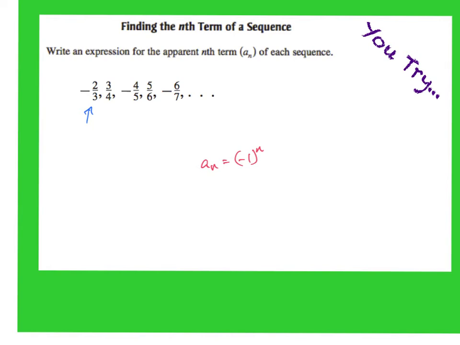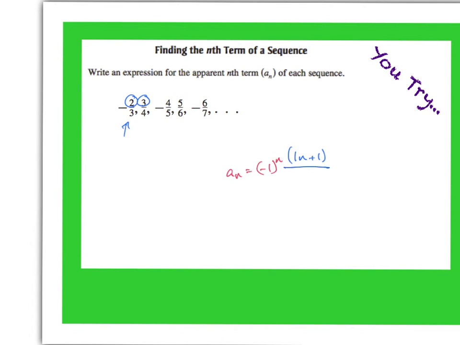Okay, that's the alternating part. We took care of it. All right, it's adding what? It's adding 1. So now I have 1n, and then what do I need to do with that? I need to add 1. Because if I substitute in 1, I want a 2. If I substitute in 2, I get a 3. All right, and then on the denominator, what's happening? N plus 2. All right, or 1n plus 2.